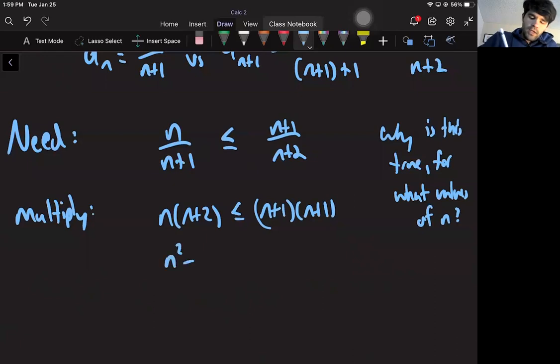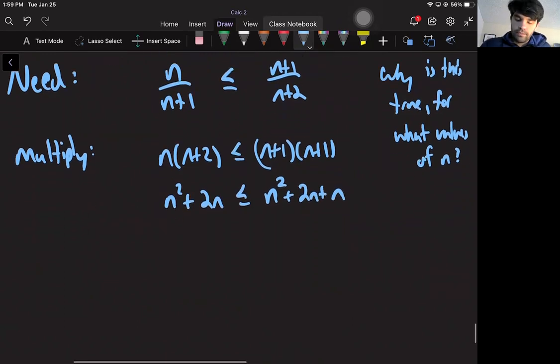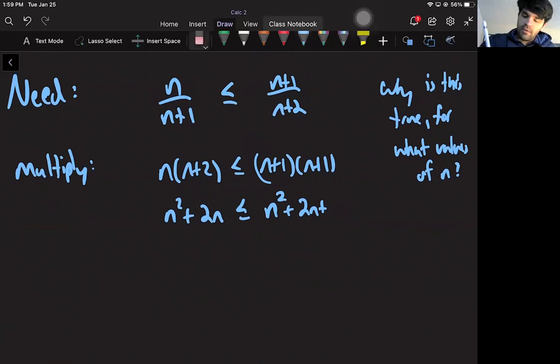So if I simplify, I get N squared plus 2N over there. And on the right side, I get N squared plus 2N plus N on the right. And then if I subtract on both sides, oh wait, sorry, I get N squared plus 2N plus 1. Forgot my basic algebra. Okay, and then if I subtract N squareds, subtract 2 N's, I just get 0 is less than or equal to 1.